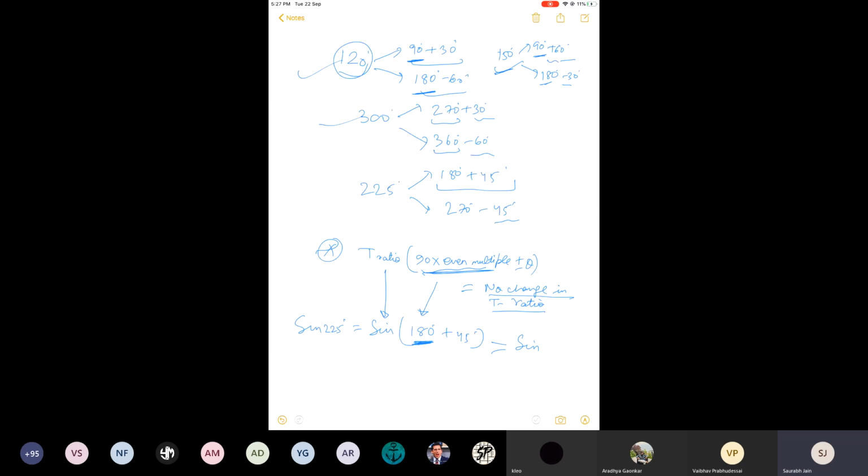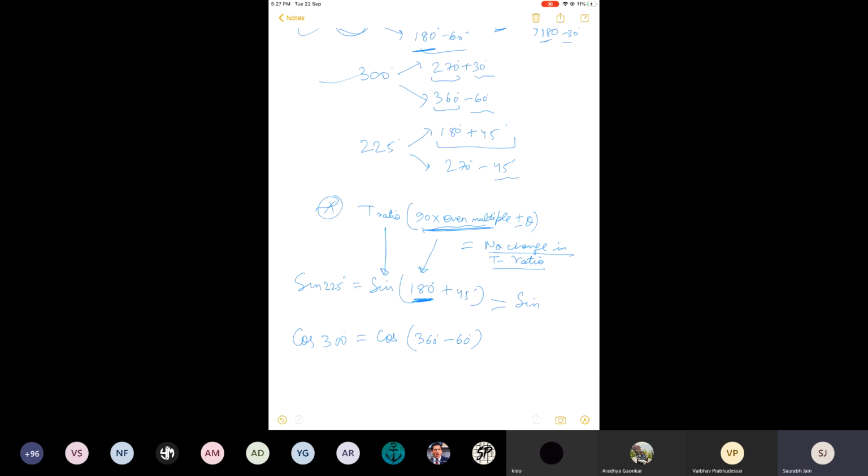Suppose there is cos 300. Yeah, 300 can be written. Suppose I write it like this. 300 is 360 minus 60. Note this angle. This is 90 into 4, even multiple. What is the rule? No change in T ratio. So cos will come. I have not commented about what will come after sine and cos. I am saying no change in T ratio.